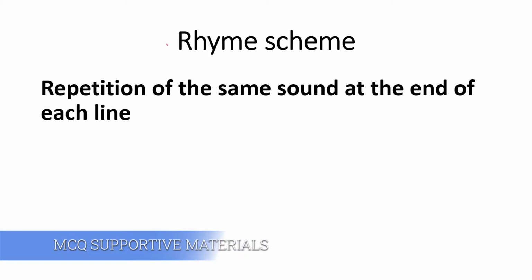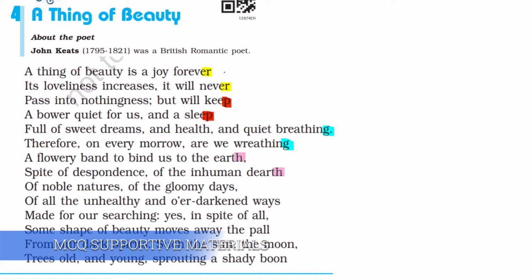First, let us check the rhyme scheme of the poem, A Thing of Beauty. What is rhyme scheme? A repetition of the same sound at the end of each line. You have to check the end of each line, then you can find the rhyme scheme of a poem. Look at the colored ending sounds of each line. You can see the repetition of sounds in each line.